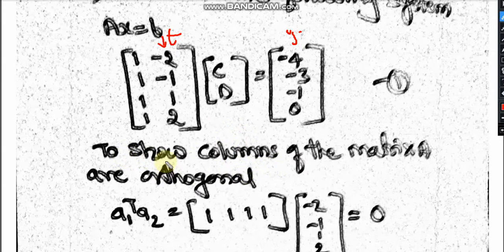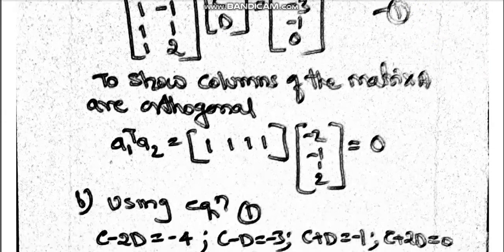Now check whether the columns are orthogonal or not, which was the first question. To check that, you take the transpose of the first vector and multiply it with the second vector and check what happens. Minus 2 plus 2 minus 1 plus 1 becomes 0, because all the entries of the first column are 1. So both columns are orthogonal to each other. The answer is yes, they are orthogonal.